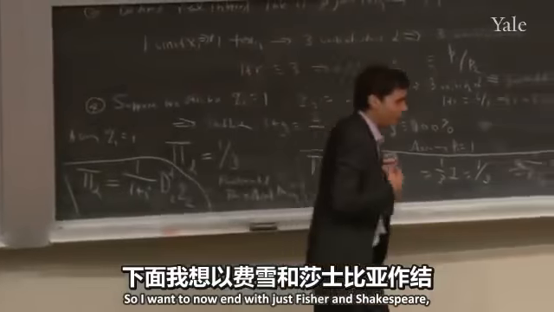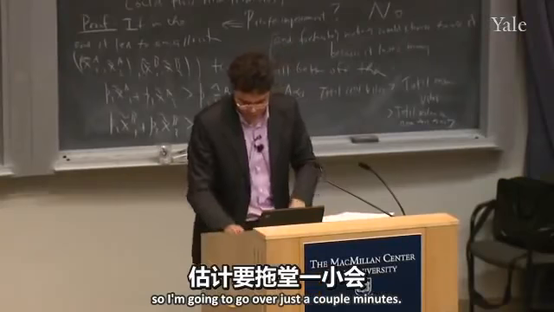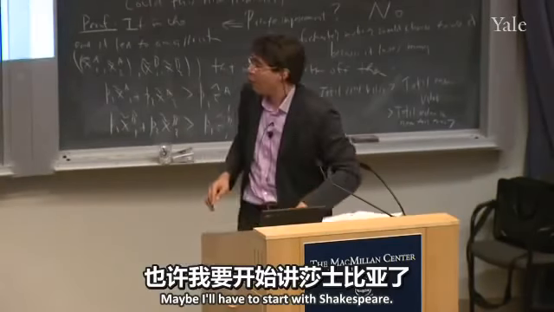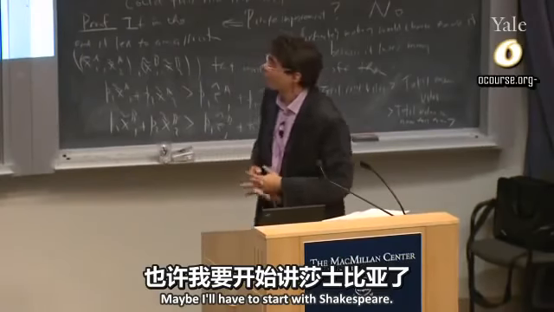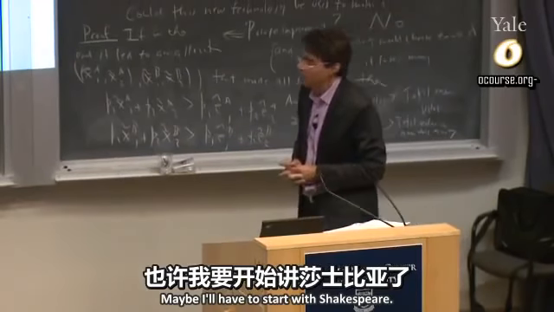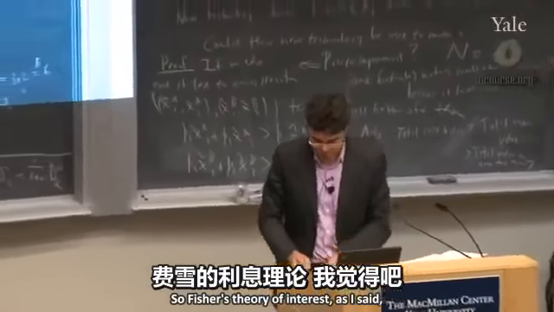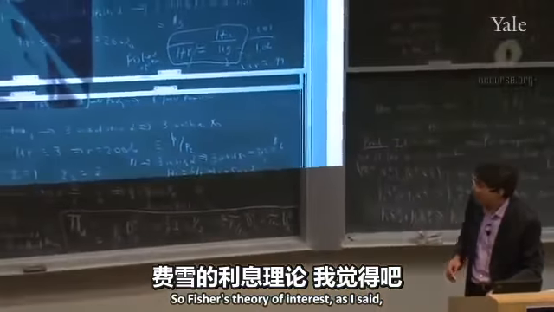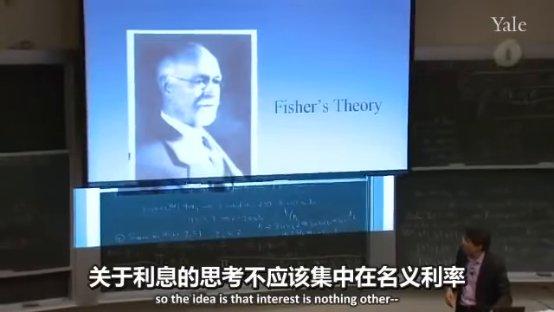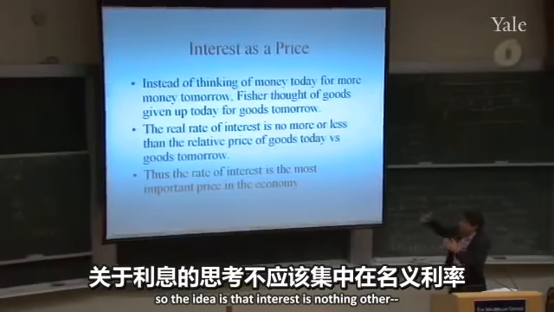Okay, so I want to now end with just Fisher and Shakespeare. So I'm going to go over it just a couple minutes. Okay, so maybe I'll have to start with Shakespeare. Okay, so Fisher's theory of interest, as I said, was making sense of thousands of years of confusion. So the idea is that interest is nothing other.